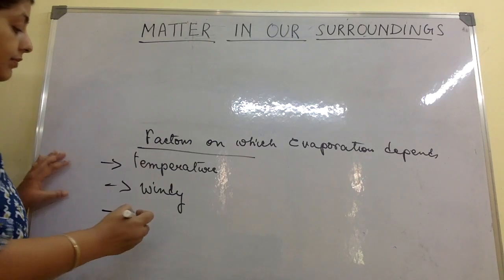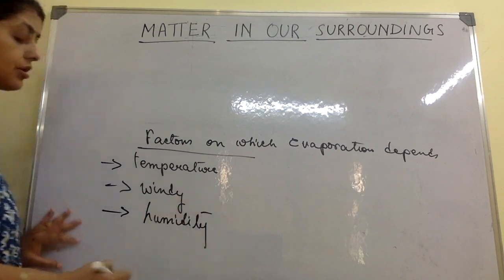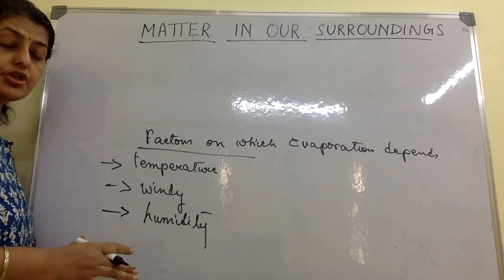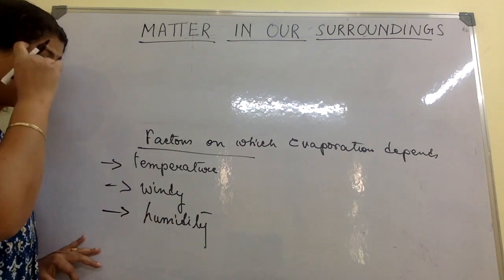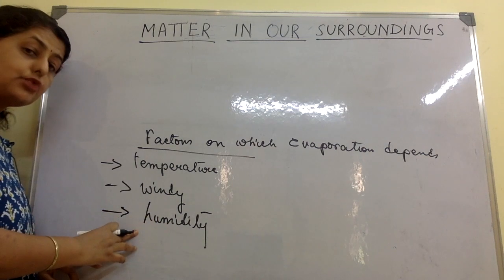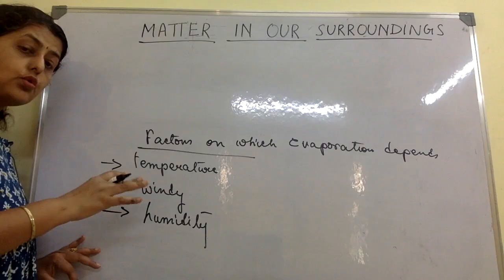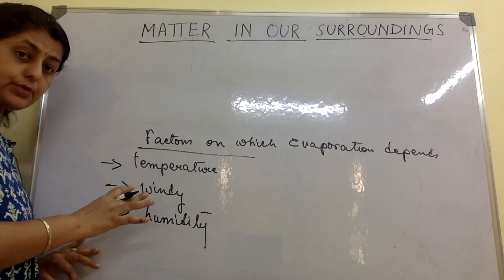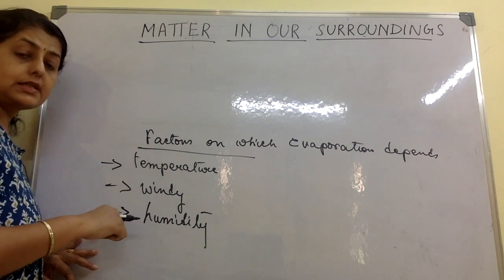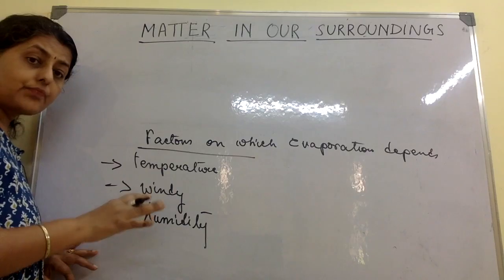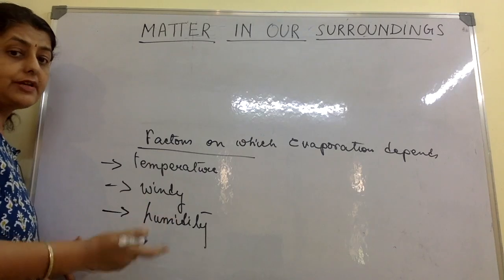Then the third one is humidity. Humidity affects evaporation: the more the humidity, the less the evaporation. So on a rainy day, clothes are not drying fast. In the winters, even if the temperature is a little low, the air is dry, that is, less humidity, so clothes will dry fast even though the temperature is low. So humidity is one thing that reduces the rate of evaporation.